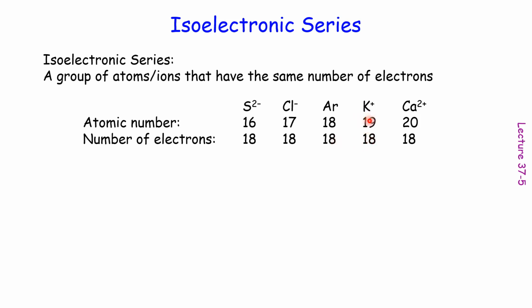Potassium atom has 19 electrons. Losing 1 electron becomes K+, then 18 electrons. Calcium, 20 electrons, losing 2 becomes calcium 2+, then the cation here has 18 electrons. So now you see all of those 5 ions and atom, they have the same number of electrons. That's why we call this kind of series isoelectronic.